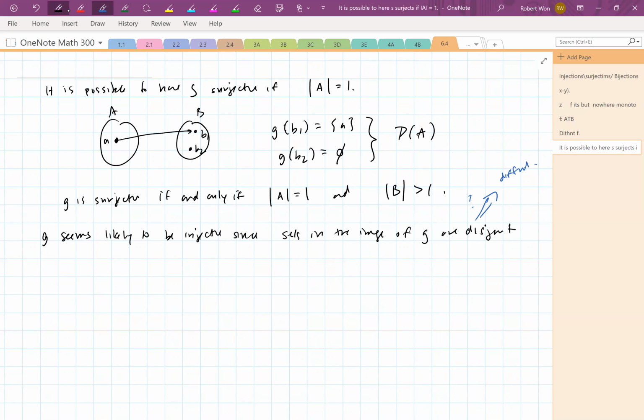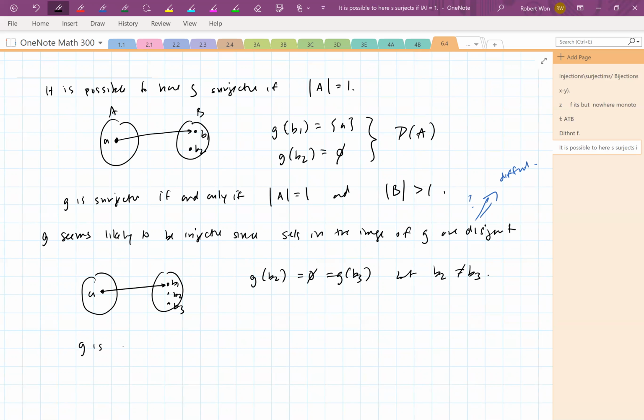but it doesn't. So let me give you an example. It's a very simple example. Just send A over to B1 and don't hit B2 and B3. Then G of B2 is the empty set, which is G of B3, but B2 is not equal to B3. But those are the only two, that's the only way to get disjoint sets that are the same. So G is injective. Uh-oh. OneNote really doesn't seem to like me this week.